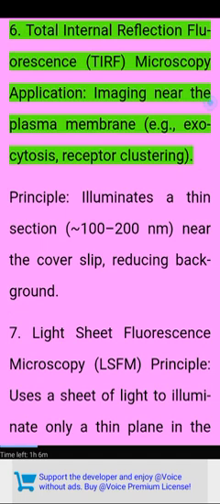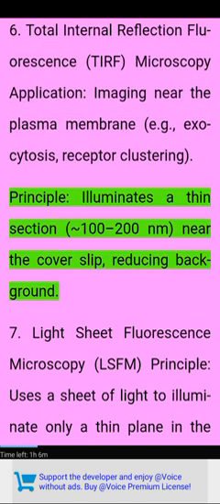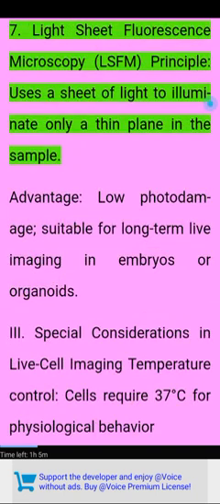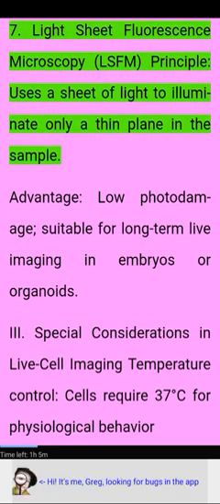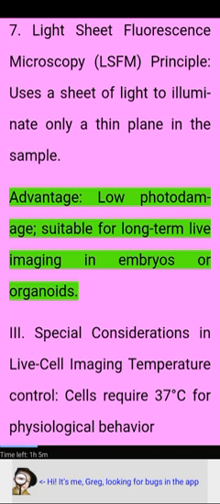6. Total internal reflection fluorescence, TIRF, microscopy. Application: imaging near the plasma membrane, e.g., exocytosis, receptor clustering. Principle: illuminates a thin section, approximately 100 to 200 nm, near the coverslip, reducing background. 7. Light sheet fluorescence microscopy, LSFM. Principle: uses a sheet of light to illuminate only a thin plane in a sample. Advantage: low photodamage, suitable for long-term live imaging in embryos or organoids.